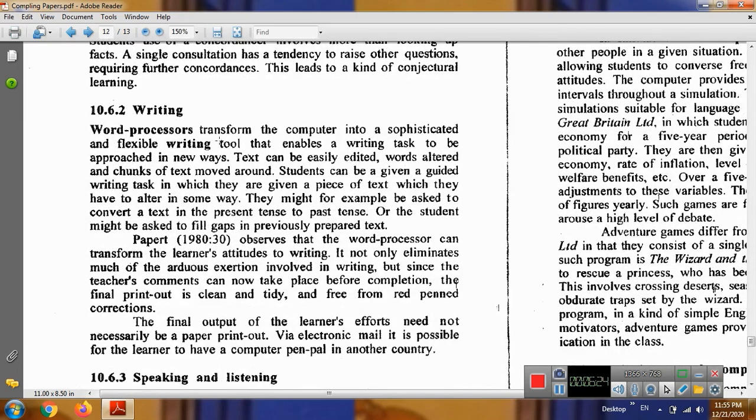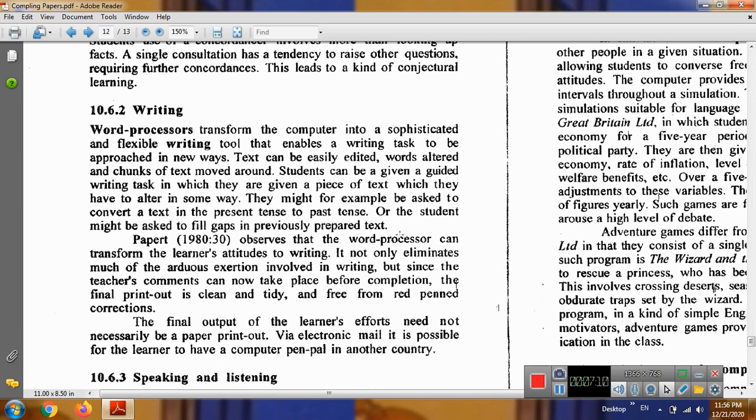About the writing, word processors transform the computer into a sophisticated and flexible writing tool that enables a writing task to be approached in new ways. Text can be easily edited, words altered, and chunks of text moved around. Students can be given a guided writing task in which they are given a piece of text which they have to alter in some way. They might, for example, be asked to convert a text in the present tense to past tense. Or the student might be asked to fill gaps in previously prepared text.